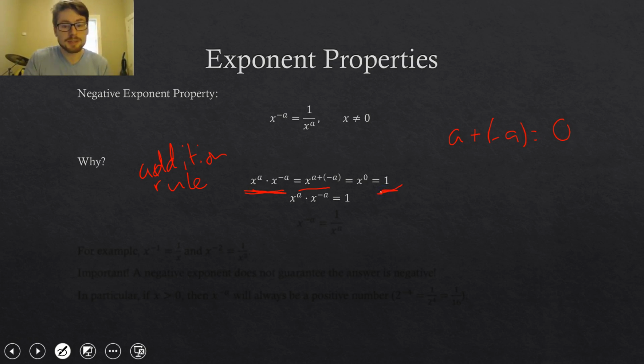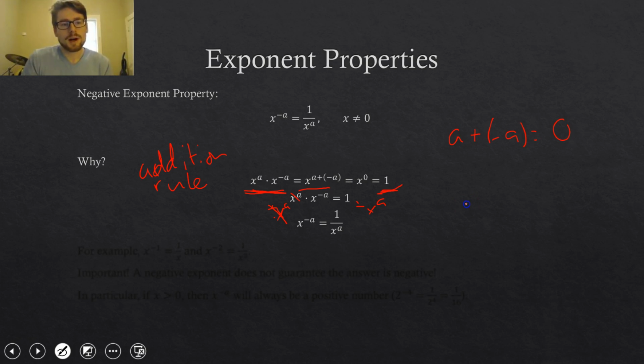And so now we simply divide both sides by x to the a, and you get the result, x to the negative a equals 1 over x to the a. And that's true as long as x is non-zero.